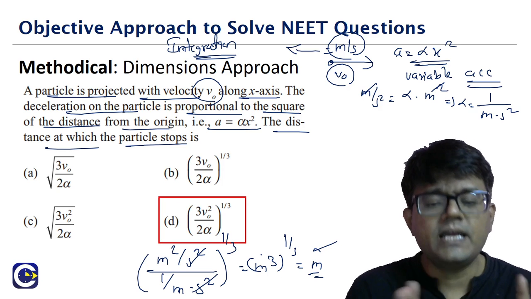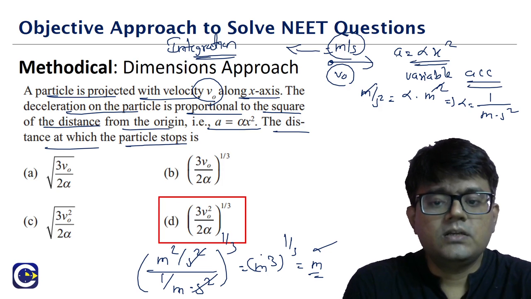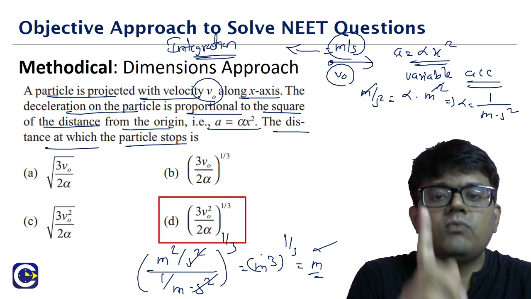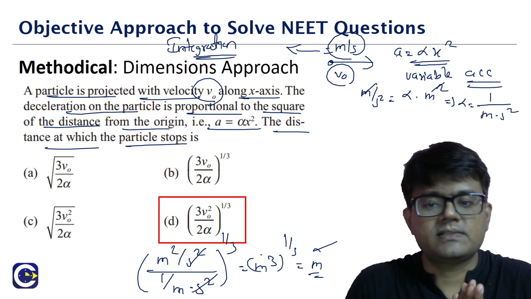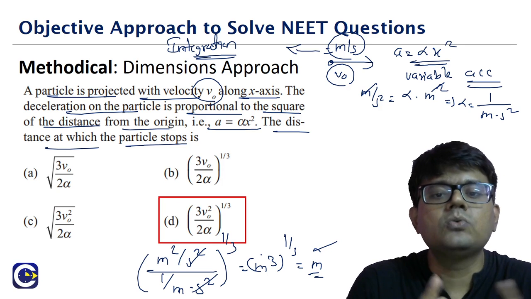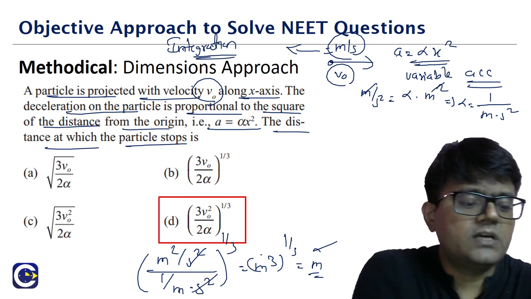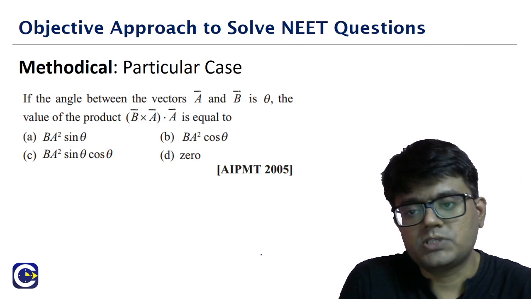The one thing here is that the question should be framed such that among the options, only one of them matches the dimensions. If so, we will be able to choose the correct answer. Okay? So this is the first of these approaches, the dimensions approach.